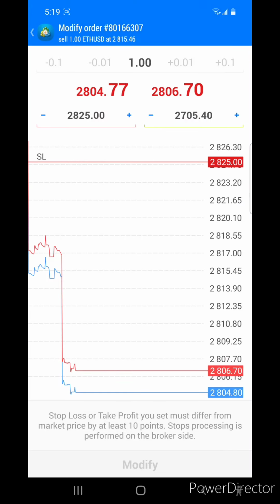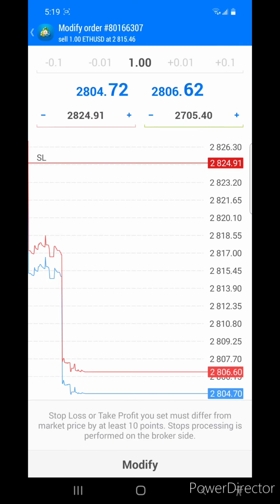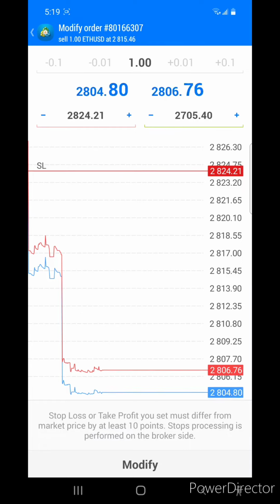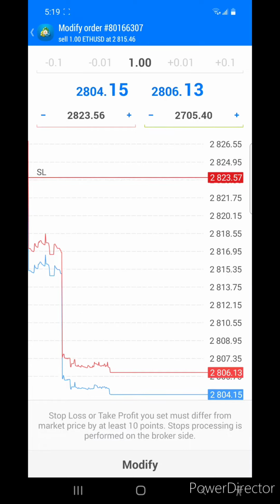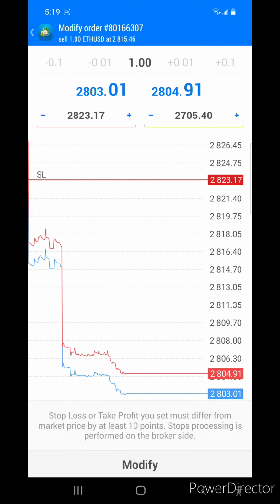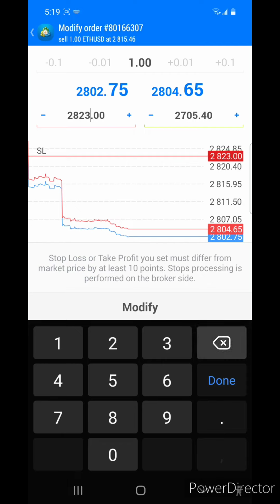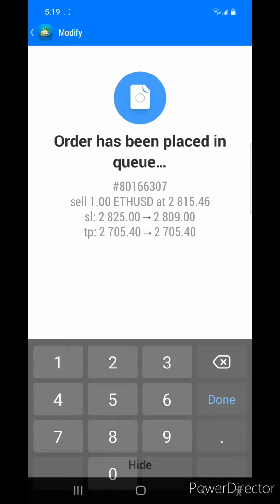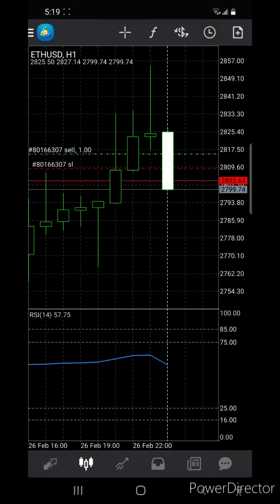So what you do, you go to modify order, and with the mouse or with the computer, this is way easier. You can hold your finger on here and wait, but we'll go and enter a number, right? So I see 2809 is a sweet spot. Boom, modify, boom. So now no matter what, it takes you out in profit.